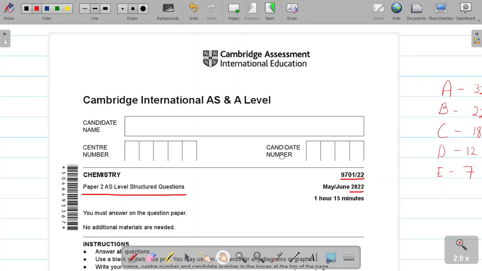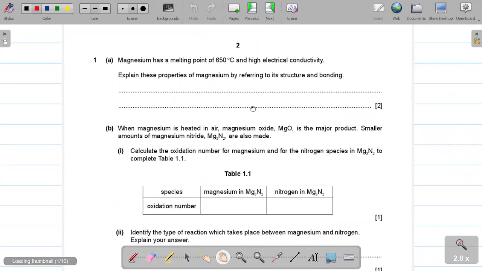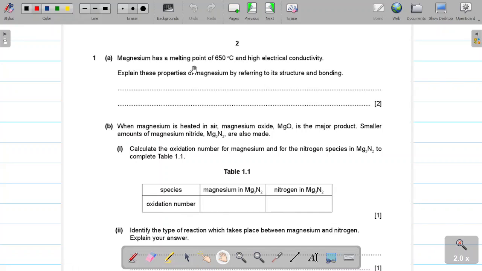So moving forward, let's jump straight into the exam paper. It begins by saying magnesium has a melting point of 650 degrees C and high electrical conductivity. Explain these properties of magnesium by referring to its structure and bonding. So you need to make a reference to structure and bonding, and we need to comment on the high melting point as well as its high electrical conductivity. And this is a 2-mark question.